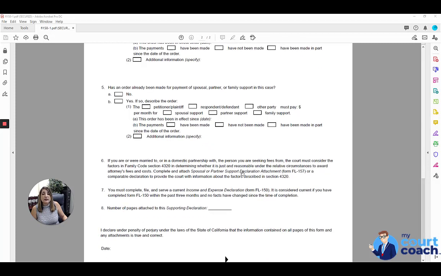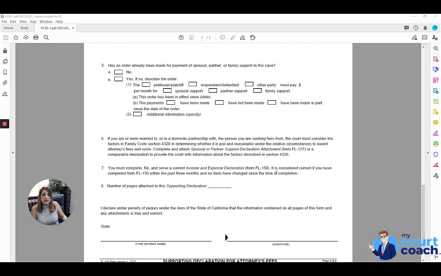If the parties are married, or if you're married or in a domestic relationship with the other partner, the court also requires that you complete and fill out a Form FL-157. It's called a Spousal and Partner Support Declaration Attachment. There are certain factors that the court considers whenever a spousal support in a long-term marriage is at issue that are covered in Family Code Section 4320. This form just has all those factors that they consider. It allows the court to get a bigger picture perspective or understanding of the finances of each party and the earning abilities and history. So that will be a required form if you are married or have been in a domestic relationship partnership with the other party.